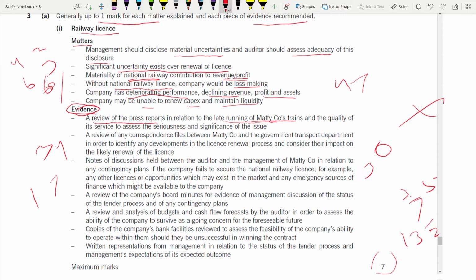Okay. So here, this is about a train, a railway service. So what can you rely on? What are the evidences that you can use?